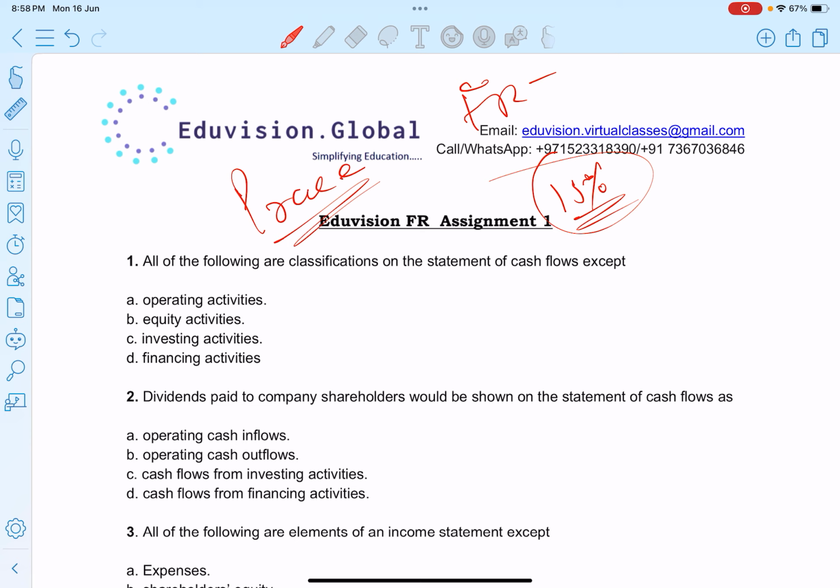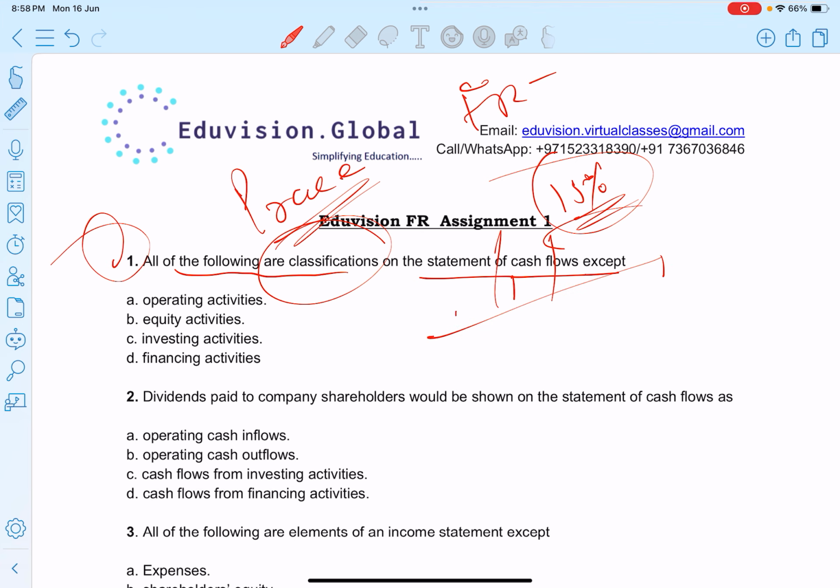So starting with question number one, it is saying that all the following are the classifications of the statement of cash flow. So it means that we should know how many types of cash flow activity there are. In the cash flow, there are three types of activity. First is operating, second is investing, and third is financing. So if anything apart from this is not going to be a classification of the cash flow. So we'll try to decode this.